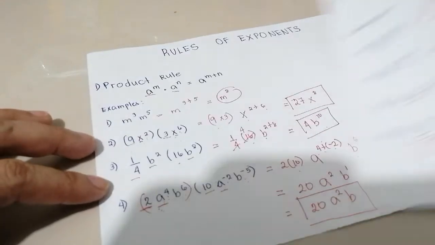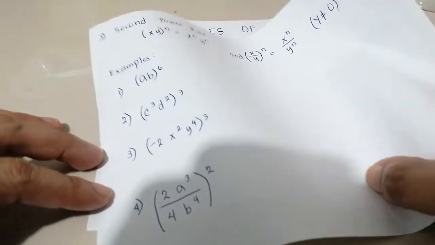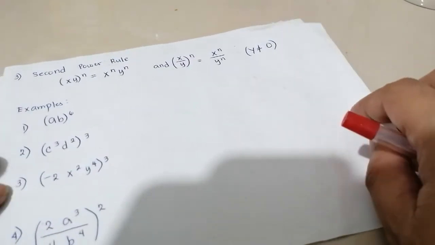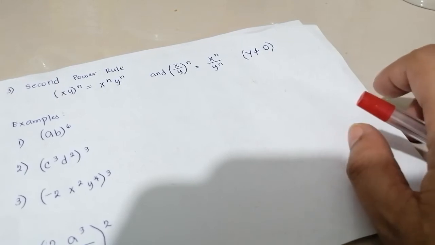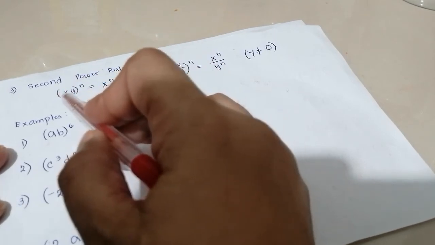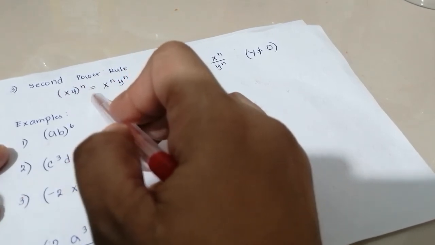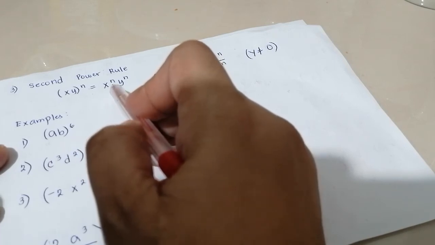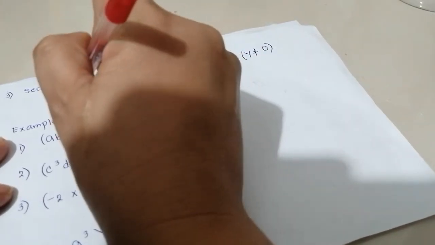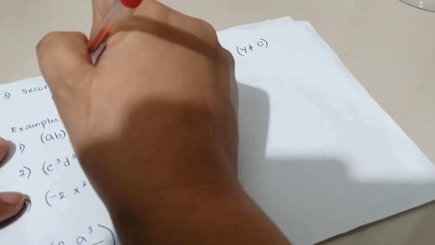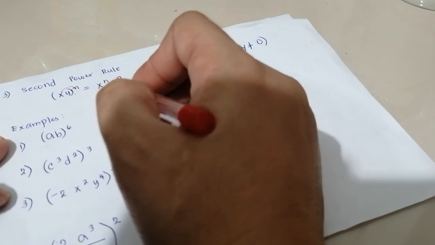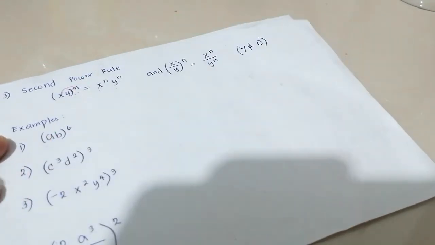Okay, next is the second power rule. When we say second power rule, this is when an expression has x and y raised to the nth power. Okay, so when x times y raised to the nth power is equal to x raised to the nth power, y raised to the nth power. So what do we do here? We are going to distribute the exponent to x and y. That's why we have x raised to the nth power and y raised to the nth power. That's for the product.